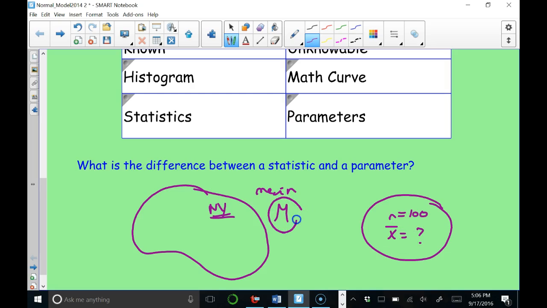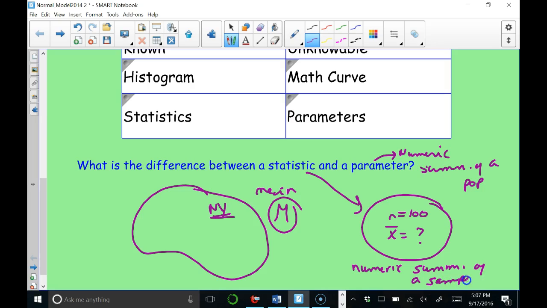The parameter is the numeric summary that we have of the entire population. So parameters are numeric summaries, and I'm sorry for my messy writing there, that is a mu, of a population. A statistic is numeric summaries of a sample. Now, think about it this way. Parameters are about populations, which begin with the letter P. Statistics are about samples, which begin with the letter S.